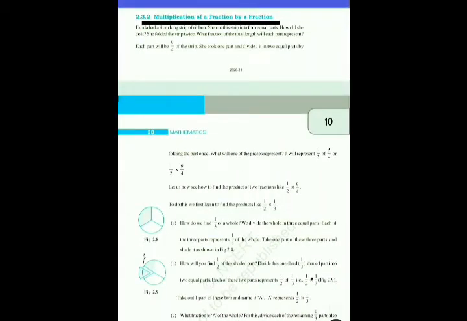Multiplication of a fraction by a fraction. Here we take two fractions, 1 by 2 of 9 by 4. We know that "of" represents multiplication. So here 1 by 2 and 9 by 4.